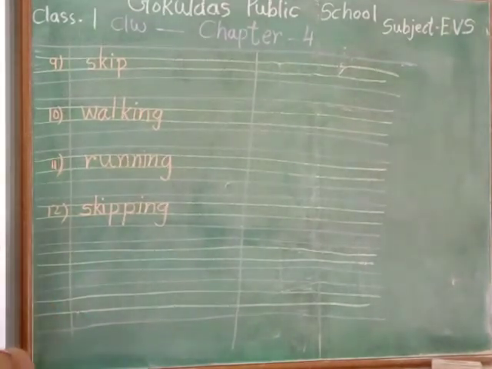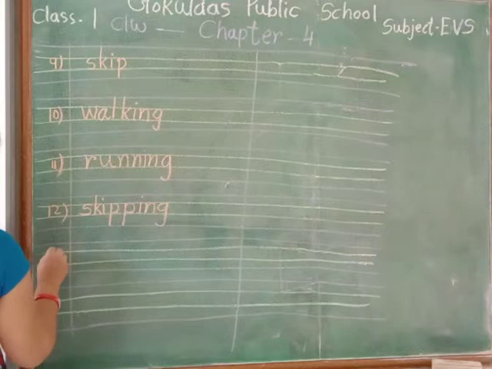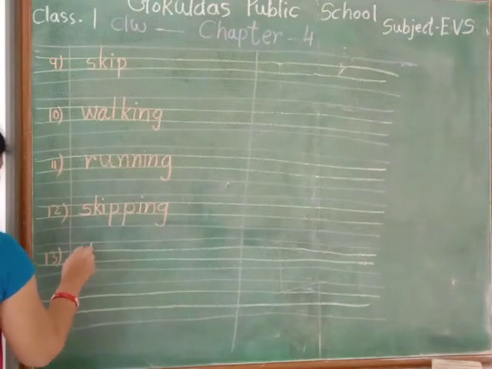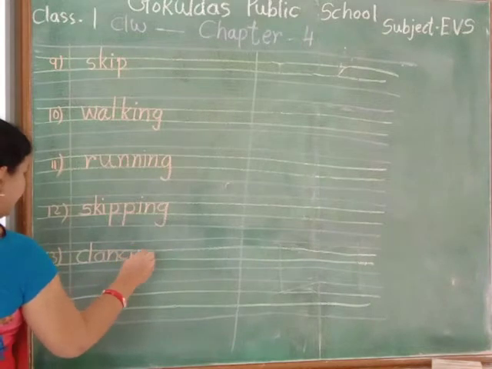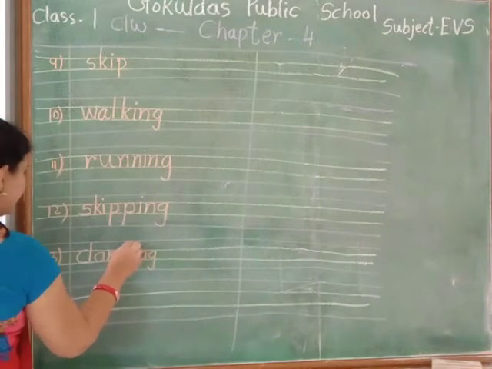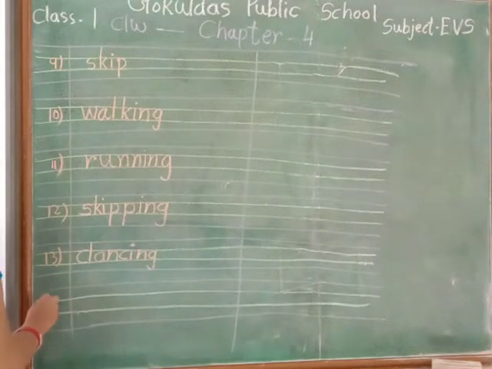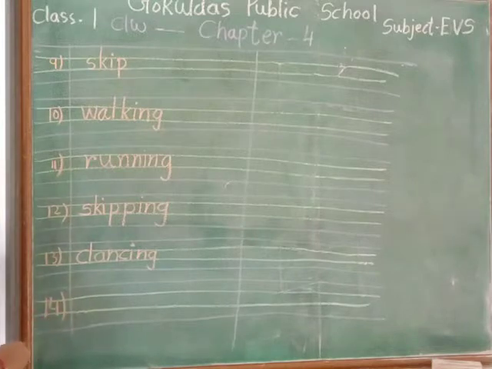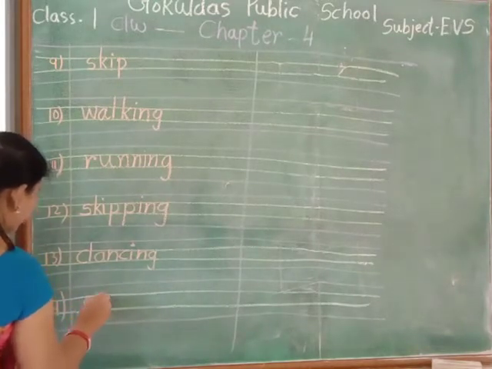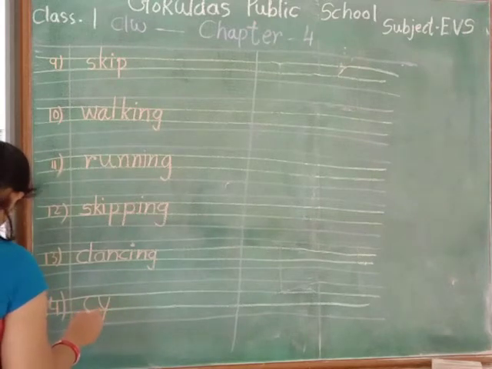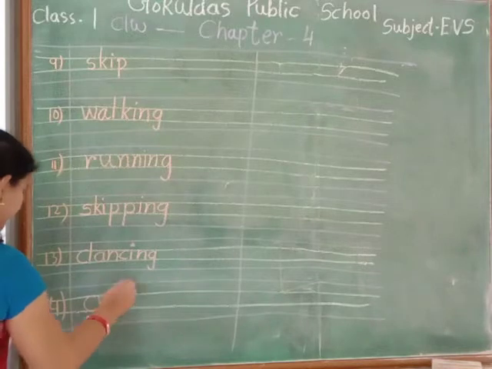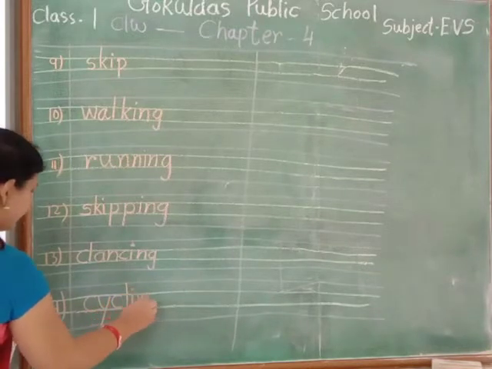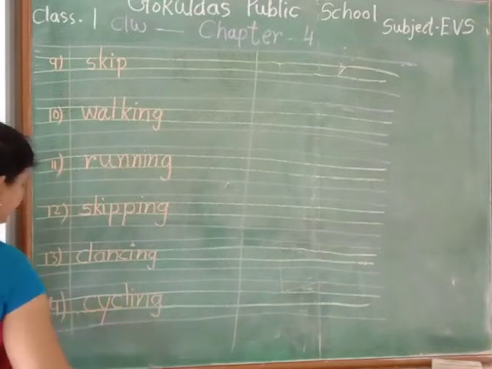Next, number 13. Dancing. D-A-N-C-I-N-G. Dancing. Number 14. Cycling. C-Y, C-L-I, and G. Cycling.